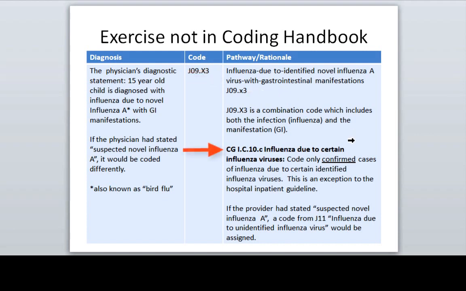And there is a guideline specifically related to these novel influenza where you code only confirmed cases. And this is an exception to the hospital inpatient guideline. And if the physician had stated suspected novel influenza A, a code from J11 would be chosen instead of the J09.